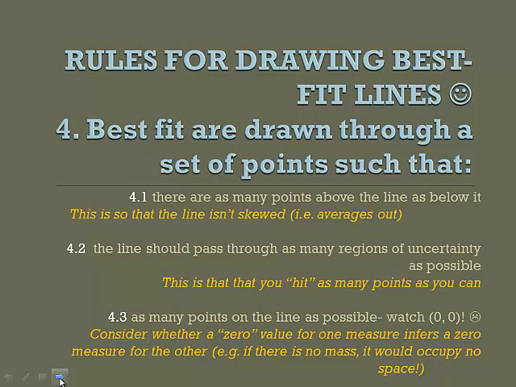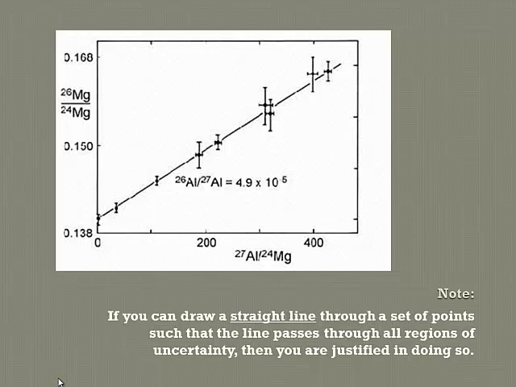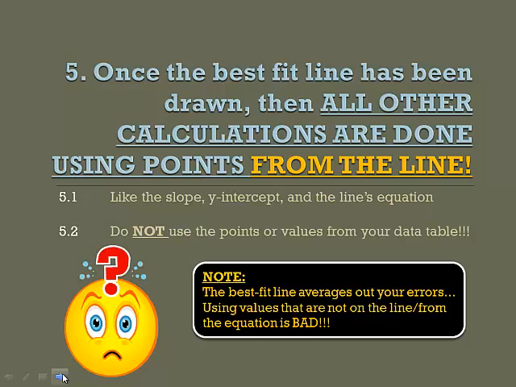But in contrast to that, if we have a temperature of 0 degrees Celsius, that doesn't necessarily mean that the volume of something would be 0. So that would be incorrect. What we say is that if you can draw a straight line through a set of points such that the line passes through all the regions of uncertainty, then you're justified in doing so. And that's actually what Excel does when it draws a best fit line.